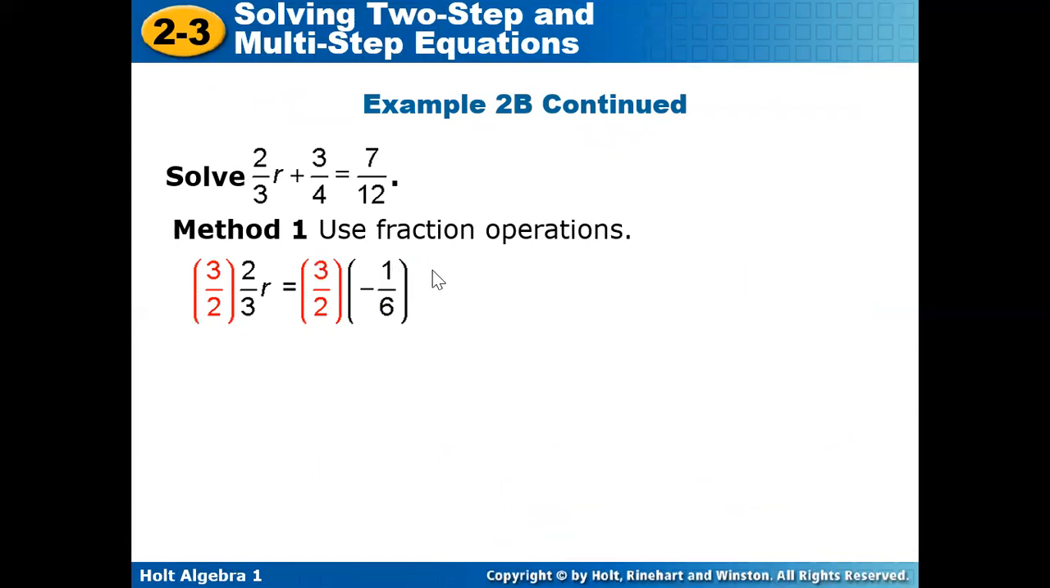Multiply straight across. 3 times 1 is 3. 2 times 6 is 12. So you have negative 3/12, which reduces to negative 1/4. And that is your answer.